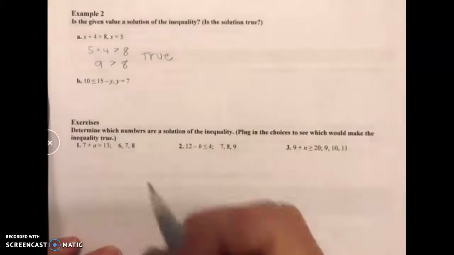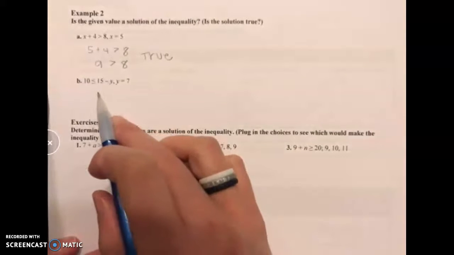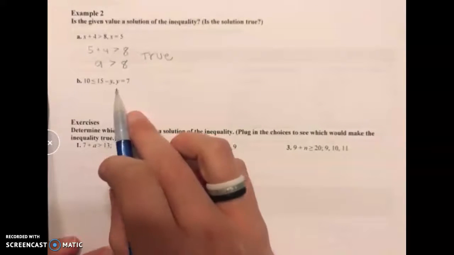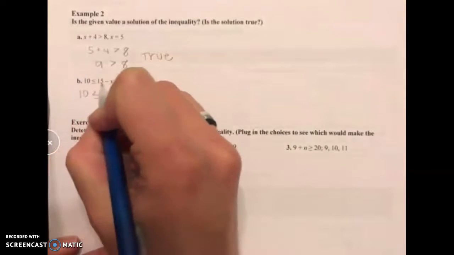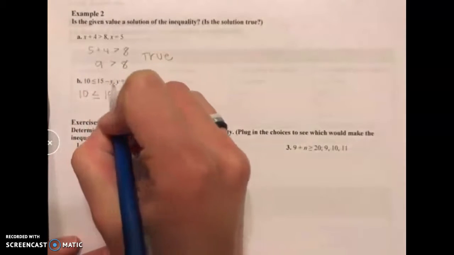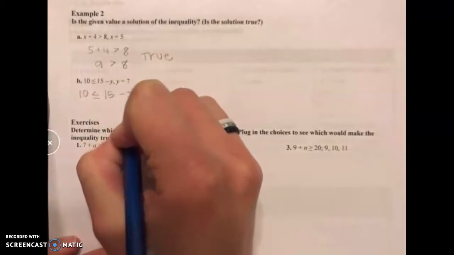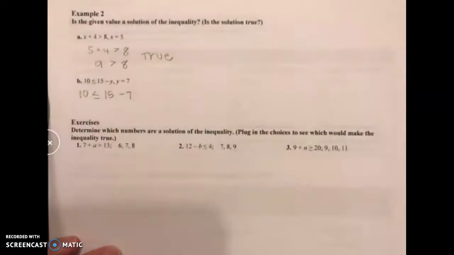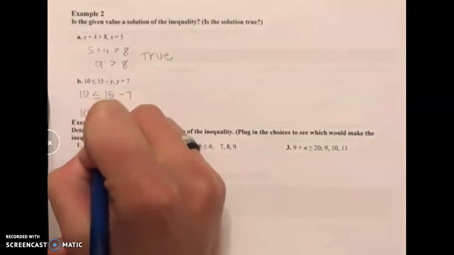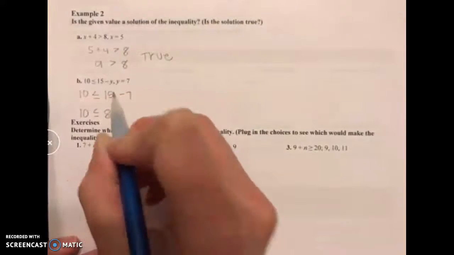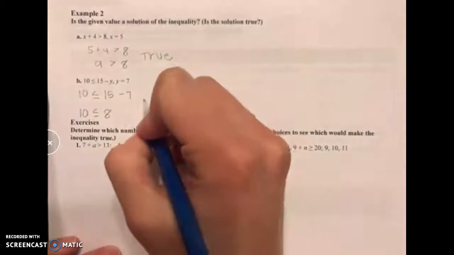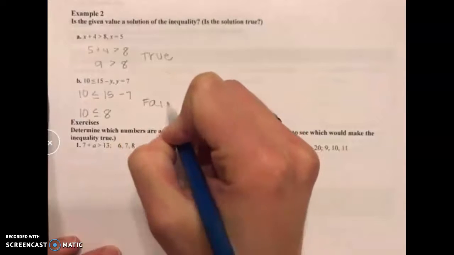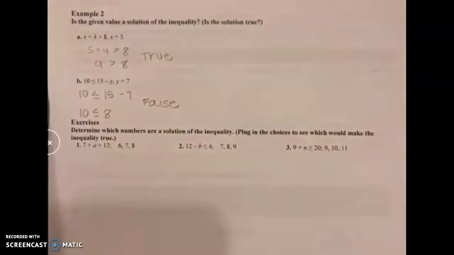Okay? And then we have 10 is less than or equal to 15 minus y, if y equals 7. So 10 is less than or equal to, and notice how I'm writing it exactly as I see it, 15 minus 7. Instead of writing y, I wrote 7. All right, 15 minus 7 is 8. So 10 is less than or equal to 8. That is not a true statement. 10 is actually greater than 8.